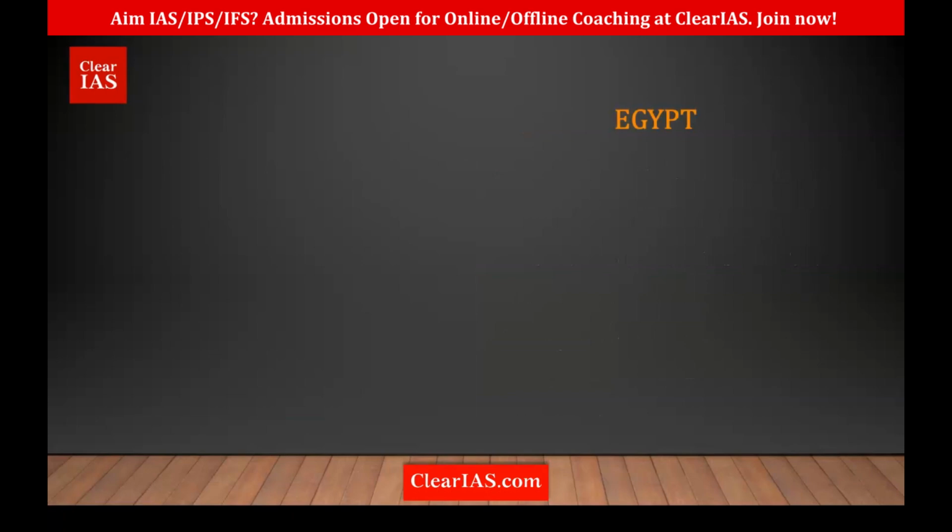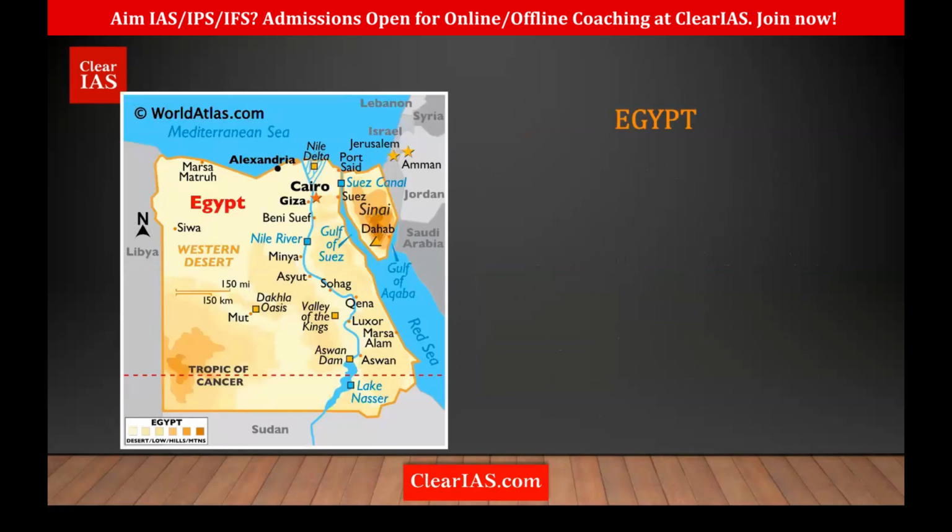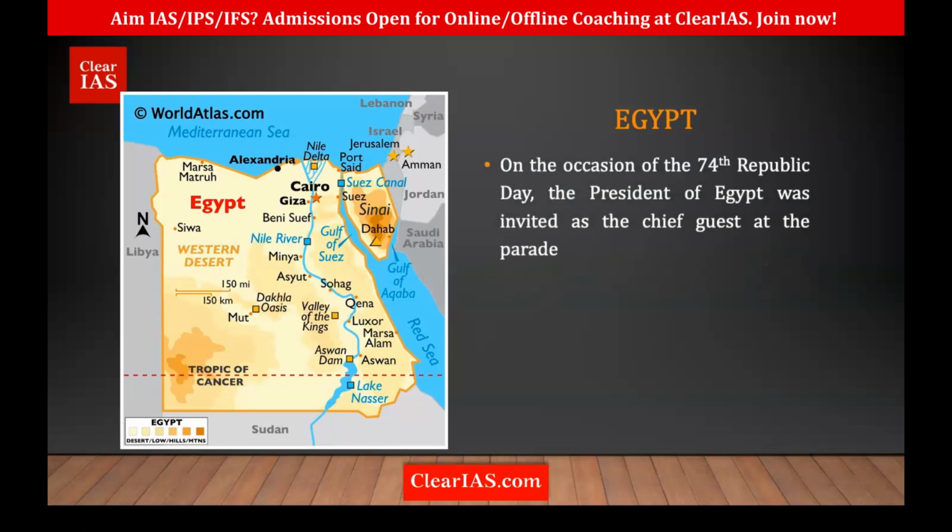Next important country is Egypt. This is very, very important. Why? This year's Republic Day. On the Republic Day, we invited who? Yes, the President of Egypt. So the President of Egypt was the chief guest in this year's Republic Day. So that is why Egypt is very important.